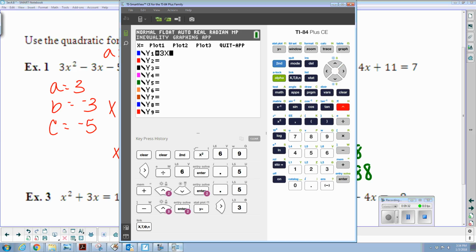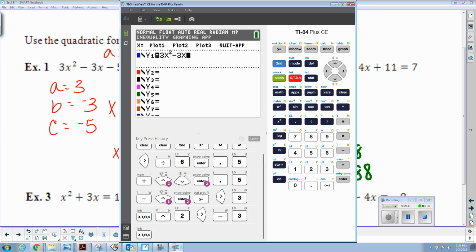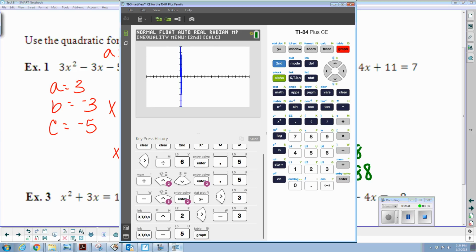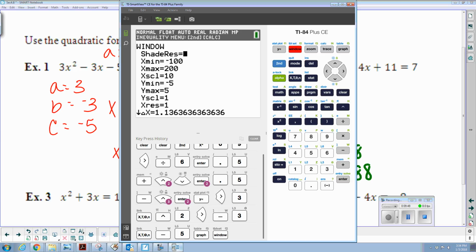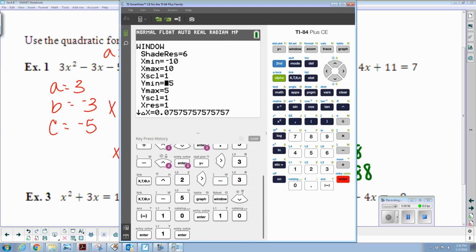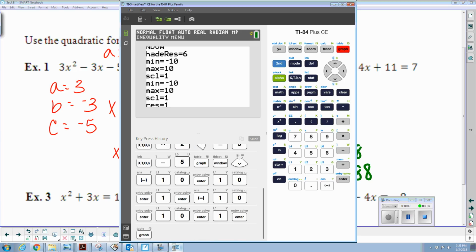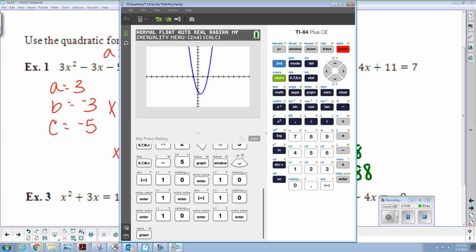3x squared minus 3x minus 5. And then go ahead and graph it. Oh, it looks like my window is way off. I'm just going to put just our standard window. All right, so here's just your standard window.